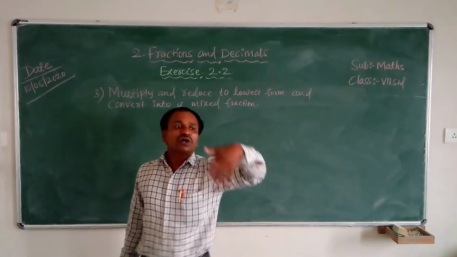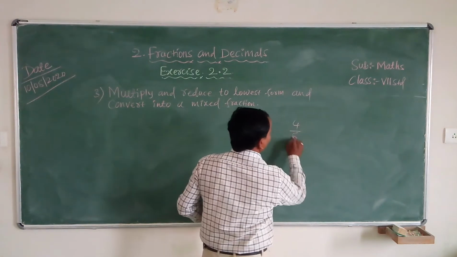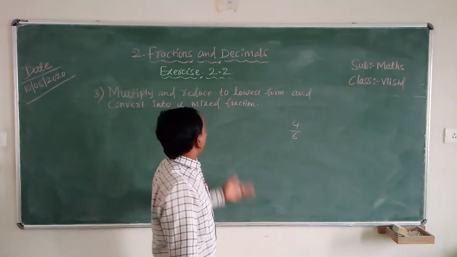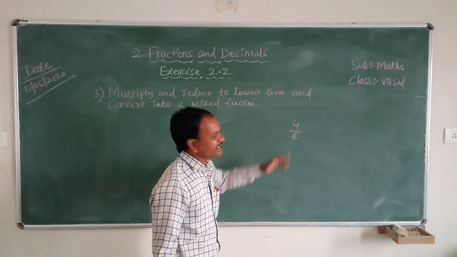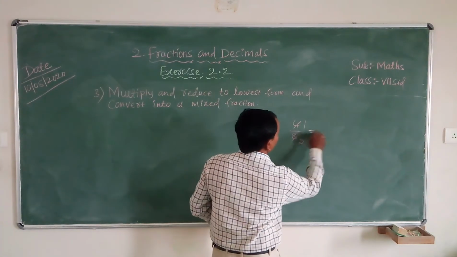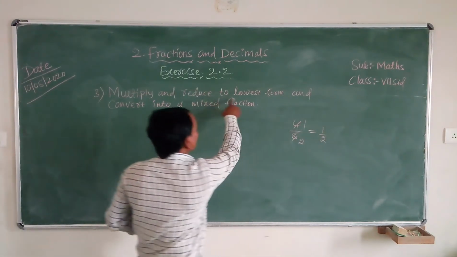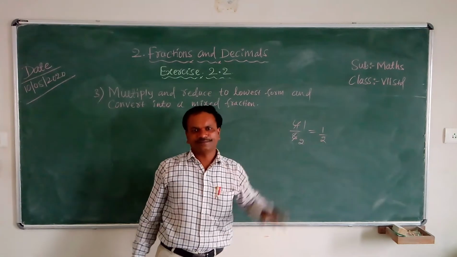Reduce to which form? Lowest. So for example, 4 by 8 is there. Reduce 4 by 8 to lowest form. Reduce means what? Use the tables: 4 and 8 are there, in the 4 table, 4 1s are 4, 4 2s are 8. So 1 by 2. This is the lowest form.